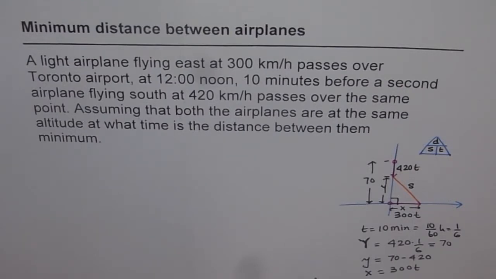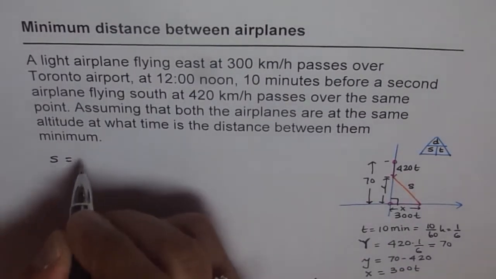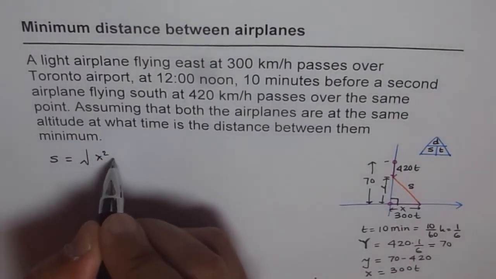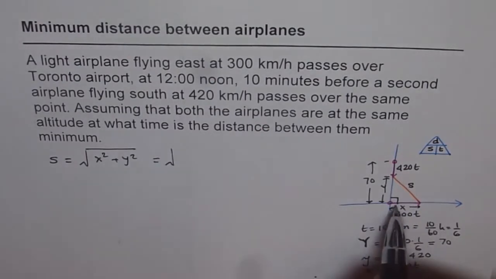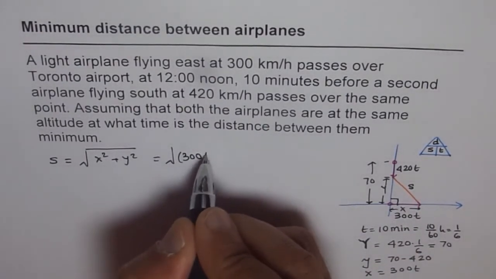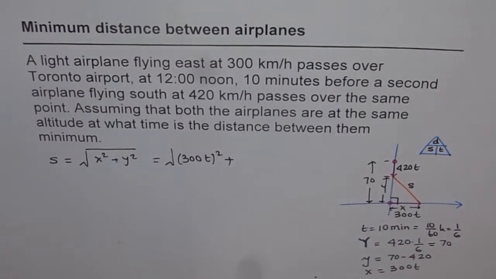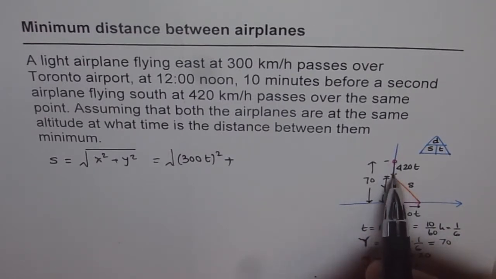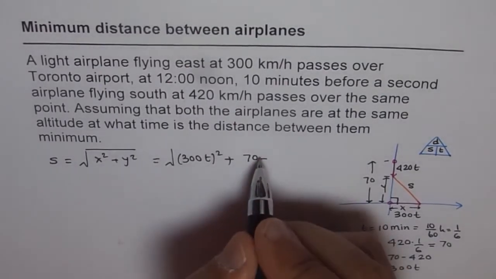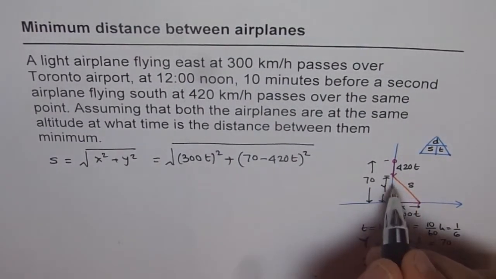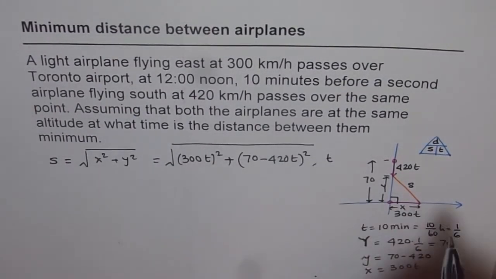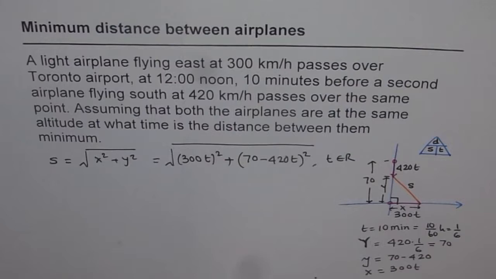Okay, so now it's very clear to us from the diagram that we have a right triangle with S being the separation, and S is equal to the square root of x squared plus y squared. Add them up, right? Now, what is x squared and what is y squared? X is the distance covered by the plane going east, which is 300t. So we can write this as (300t) whole squared, plus y, which is the initial distance of 70 minus the distance covered by the plane moving south, so it is (70 minus 420t) whole squared, correct? So that becomes the separation at any instant of time t, where t belongs to the real numbers, t is greater than 0, and t is after 12 noon.